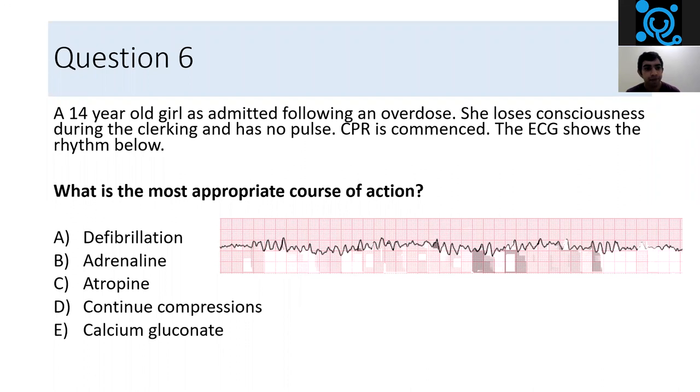Question 6. A 14-year-old girl is admitted following an overdose. She loses consciousness during the clerking and has no pulse. CPR is commenced. When the ECG is all connected, it shows the rhythm below. What is the most appropriate course of action?